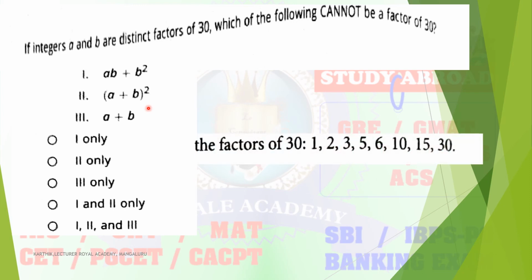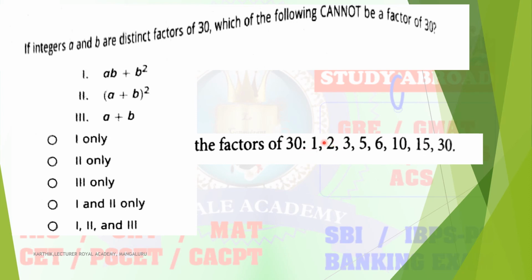So how to find out? The factors of 30 are nothing but which ones? 1 is a factor of 30, 2, 3, 5, 6, 10, 15, 30. These are the factors of 30. Which of the following cannot be a factor of 30? So just choose the values of A as well as B. Any values you can choose from the different factors of 30.